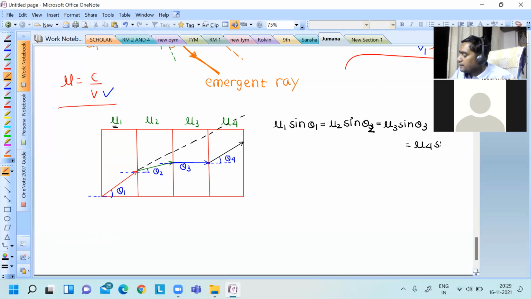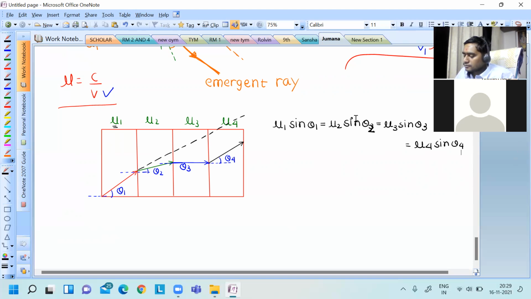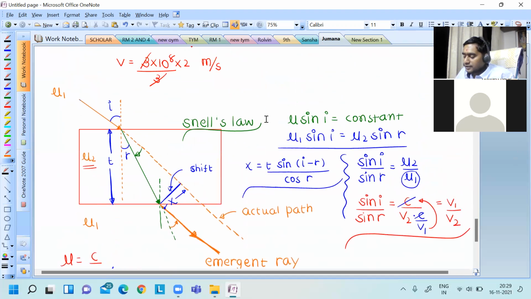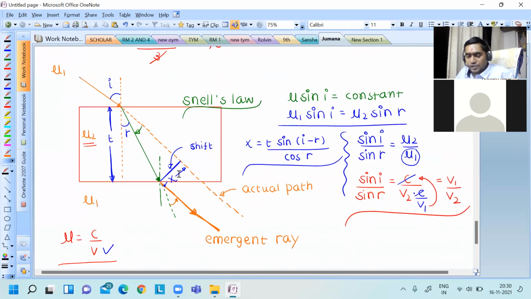It is experimentally verified by Snell and Fermat both, so we don't have to worry about it. This is Snell's law. By comparing, if any angles are given to you, you can easily find out the refractive index. So this is about our Snell's law as well as the refraction and the shifting.